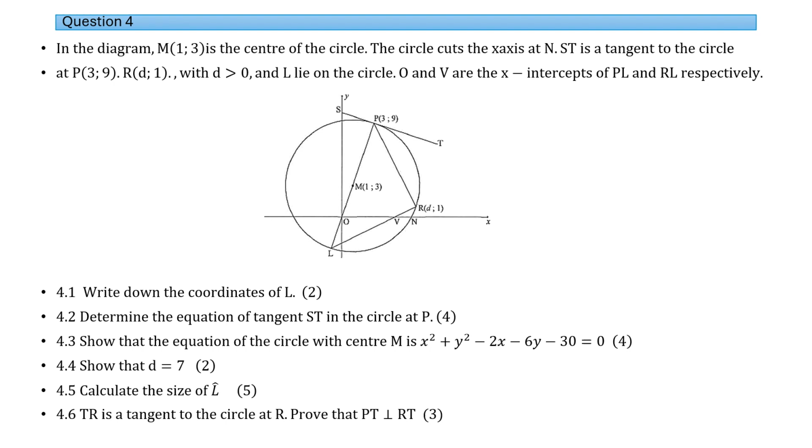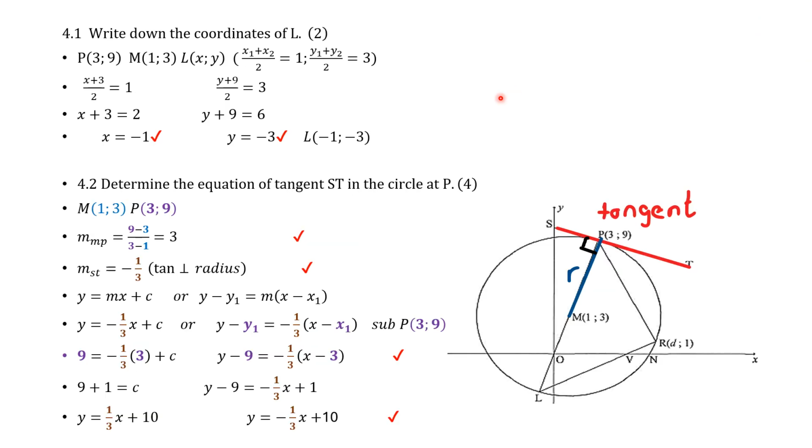Let's look at the first solution. 4.1, write down the coordinates of L. So we want the coordinates of L there. We should know M is the middle, so I can use the midpoint formula to solve this. The midpoint formula states that (x1 plus x2) over 2 equals 1, and (y1 plus y2) over 2 equals 3. If I put in there, x plus 3 divided by 2 must equal 1, because M is the middle, and y plus 9 divided by 2 must equal 3.